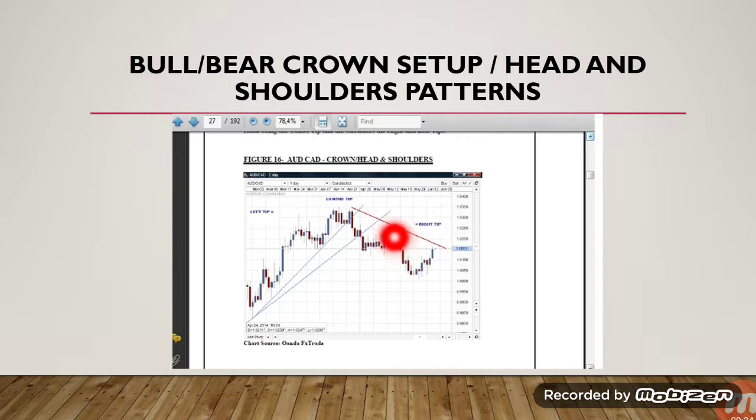And then as part of the formation of the new trend, it will form a setup at this area here that would lead to the creation of what we call the right tip or the right shoulder. And then once that setup is formed and then broken, it will lead to the continuation of the movement in the new trend direction. So bear crowns, bull crowns, head and shoulders patterns are one of the patterns that are very popular that usually indicates the start of a new trend direction.